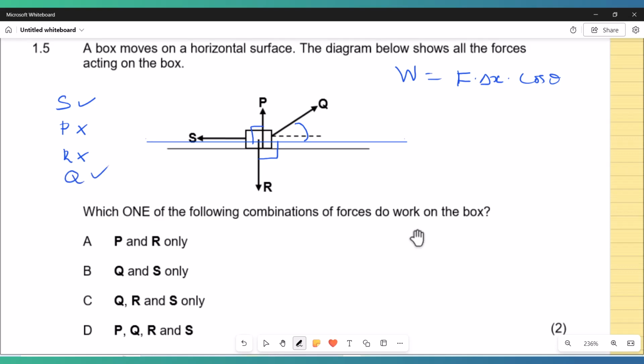So what do we have here? The question: which of the following combinations of forces do work? I have got S and Q. So the answer is B. Hope we are together, guys. Next question here.